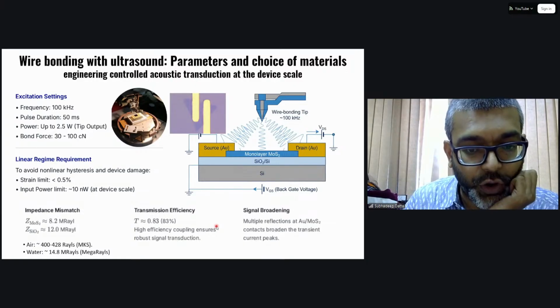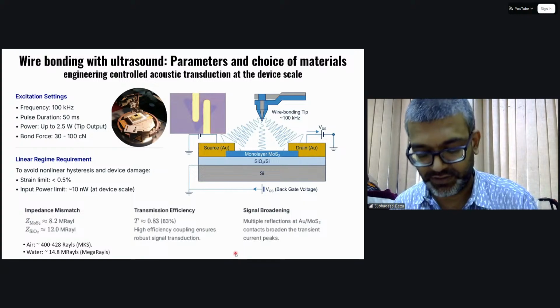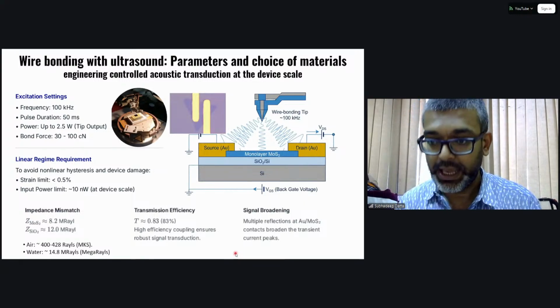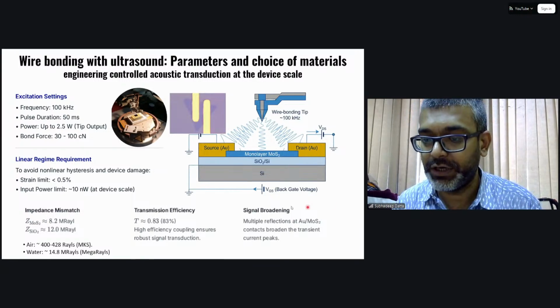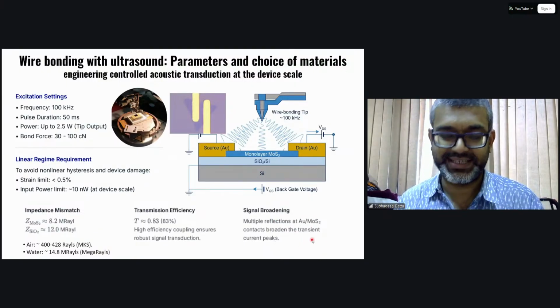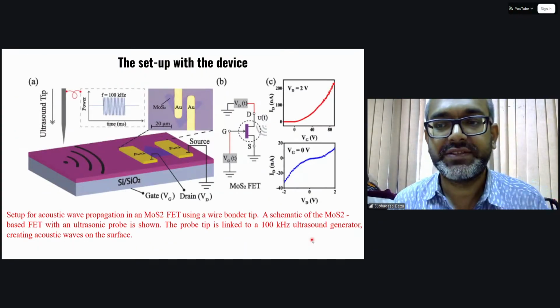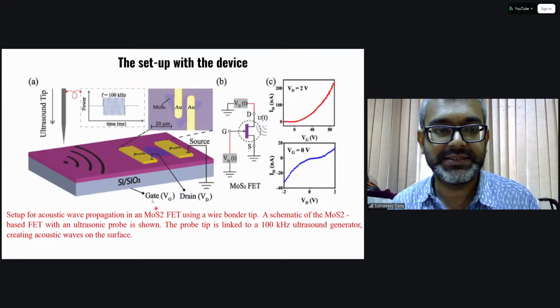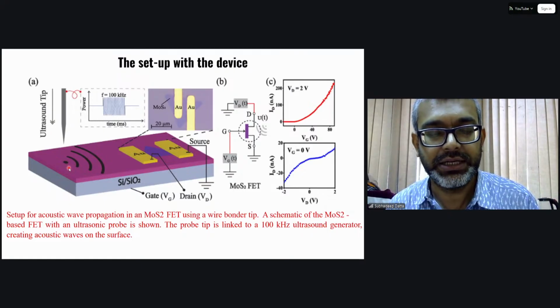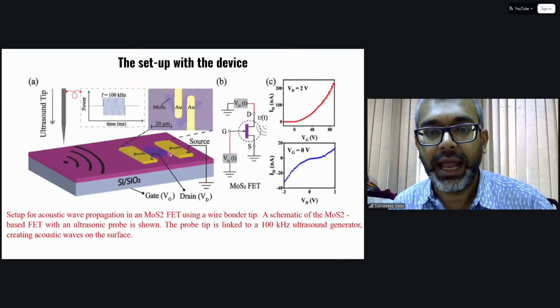So for us, we have calculated that transmission efficiency is 83%, which is considerably high. And we will have different reflection from gold MoS2 to create standing wave. I will show you next. So the setup is like this. I have already discussed this: ultrasound tip heating, then the propagation of ultrasound, and then this is the circuit.